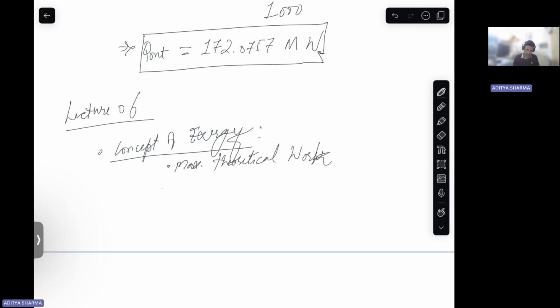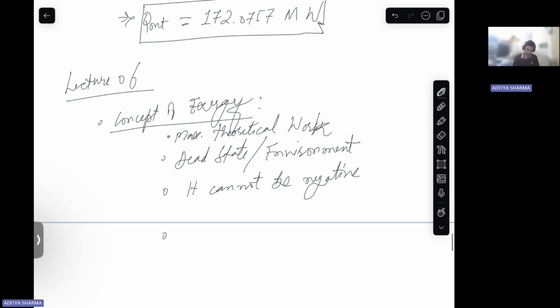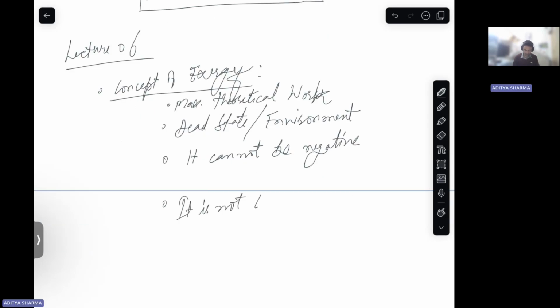And how do we calculate? We calculate this maximum theoretical work by comparing it with dead state or environment, right? Right. And one point about exergy is that it cannot be negative. One more point is that it is not conserved. So this can be destructed. Okay. This is your exergy.